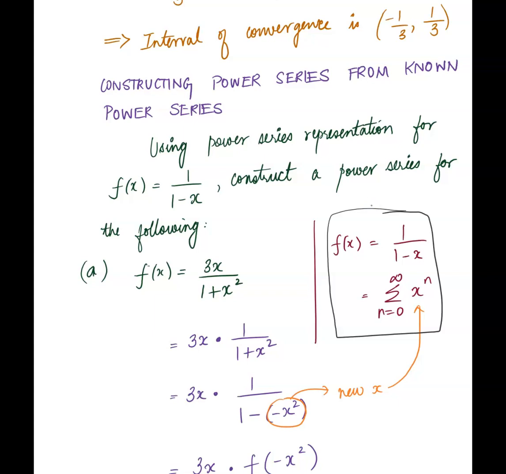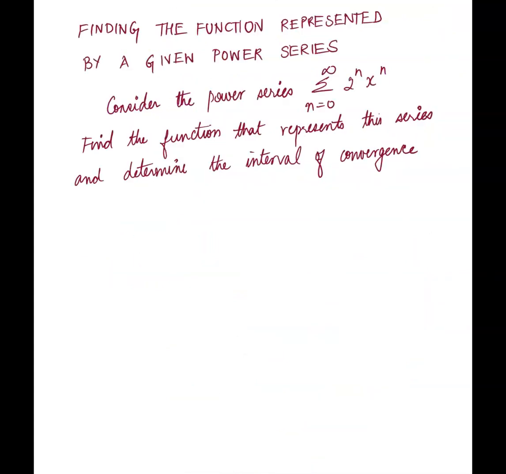Now we're going to do the other way around. Okay, we will be given a power series and we need to find the function that represents it. Just like how f of x equals 1 over 1 minus x represents the actual series, we're going to go the other way around. We'll be given the series and we have to find the corresponding function. So let's get to that. Finding the function represented by a given power series. Consider the power series, summation 2 power n x power n, and find the function that represents this series and determine the interval of convergence.